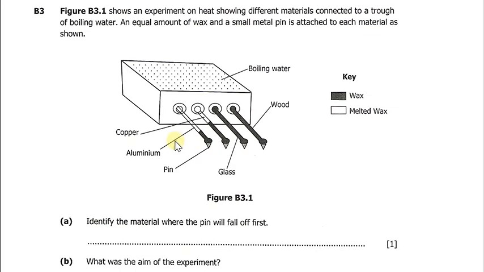But if we look at this experiment, it is testing which material conducts heat very well. When we look at wood and glass, these are very poor conductors of heat. But when you look at copper and aluminium, you see that copper is a better conductor of heat than aluminium. So in such a situation, copper must conduct heat first, and then its pin must fall off first. And that's how I had to answer this question, copper.